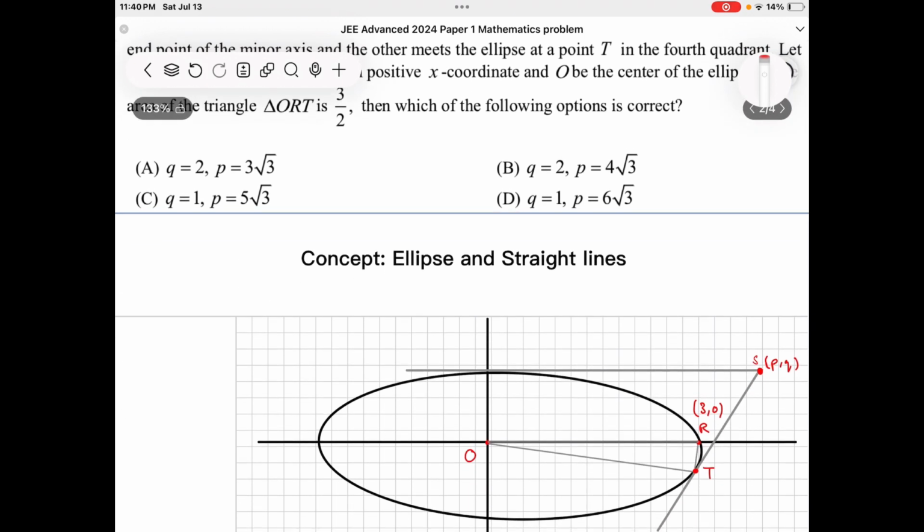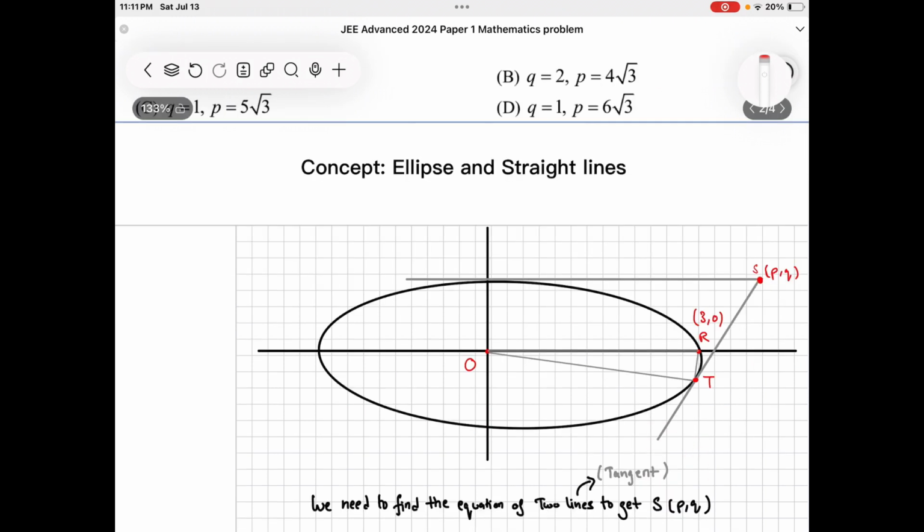Basically, we have made a diagram here, and I'm going to explain all the points to you. This is the center of the ellipse that is given to us, point O. We have to mark it, and this is the point R, which is the vertex of the ellipse along the positive x coordinate, as the question told us. And this is the point T on the fourth quadrant, which we have to mark over here.